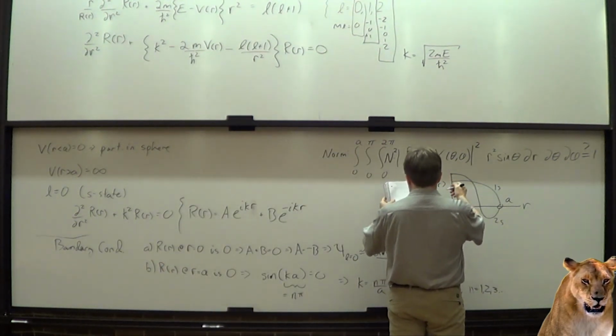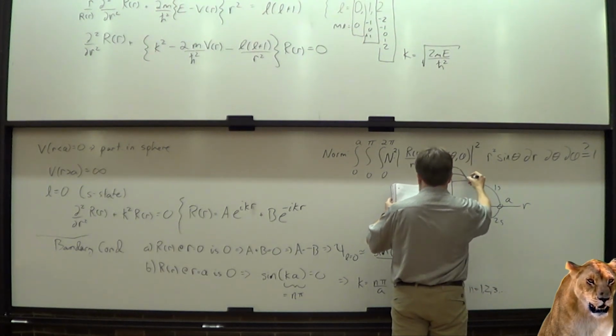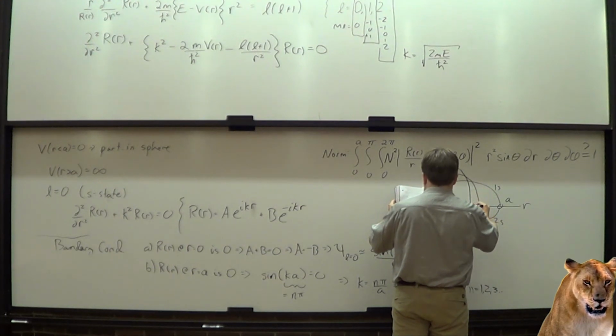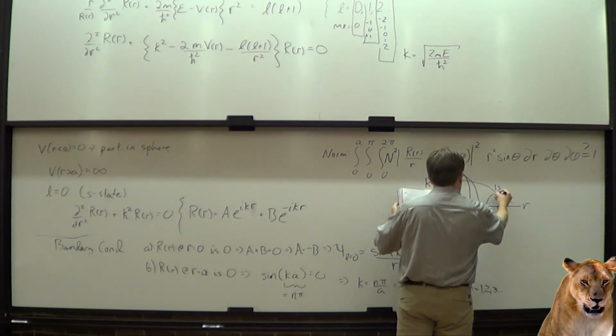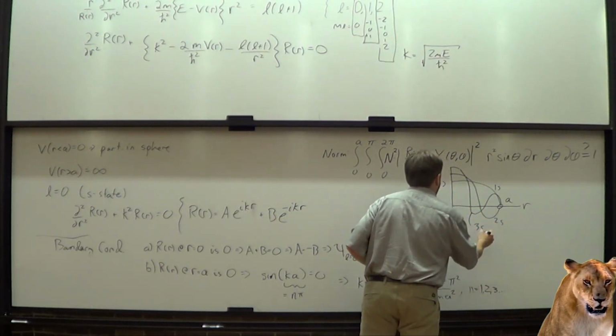And then an n equals 3 state is really kind of hideous, looks like that. Okay, that's a 3s.